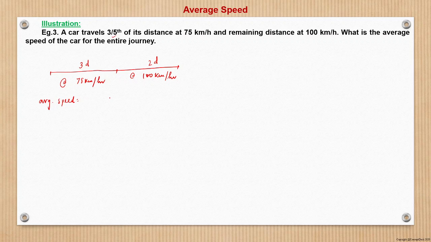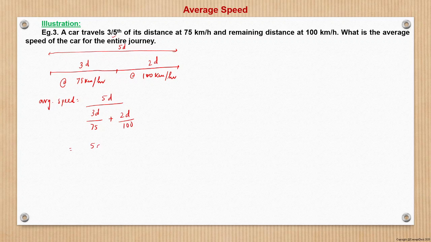So in that way, if the total distance is 5d, the first part is 3/5 and the second part is 2/5 of the total distance. So in this way we can avoid using fractions. So now average speed is total distance, which is 5d, upon time taken: in the first part it is 3d upon 75 and the second part is 2d upon 100 kilometer.